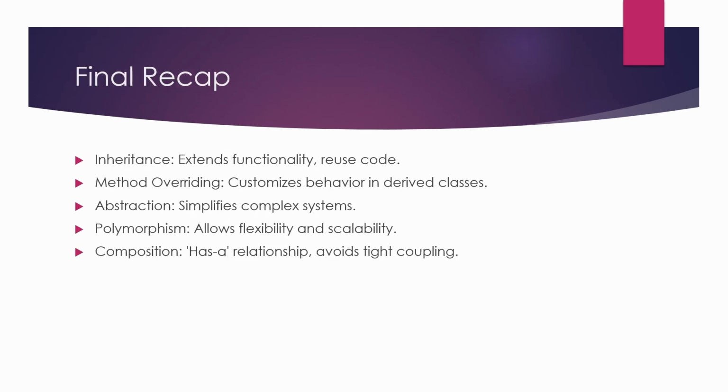Before we wrap up, let's do a final recap. Inheritance allows us to create new classes based on existing ones. Method overriding lets us change method behavior in derived classes. Abstraction simplifies complex systems by hiding unnecessary details. Polymorphism lets us use the same method in different ways. Composition provides a flexible alternative to inheritance for creating relationships between objects.